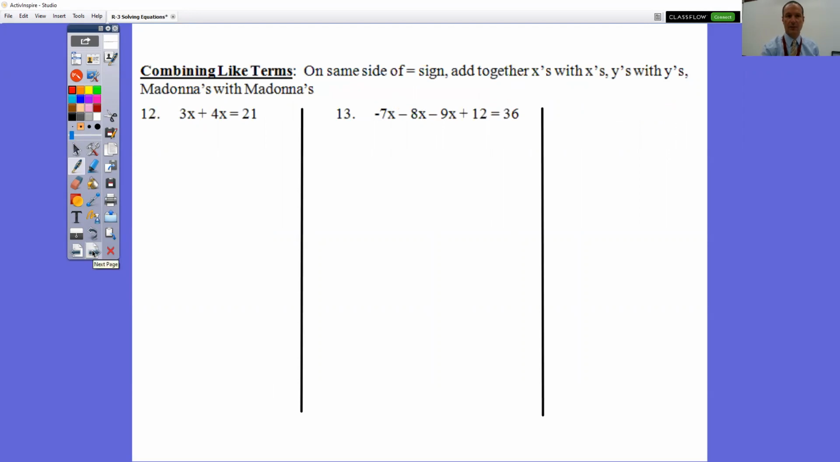Yesterday, we also talked about combining like terms. This is where you have x's on the same side of the equal sign or plain numbers on the same side of the equal sign, and we added those together.